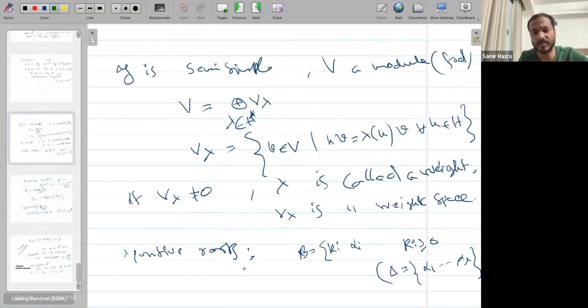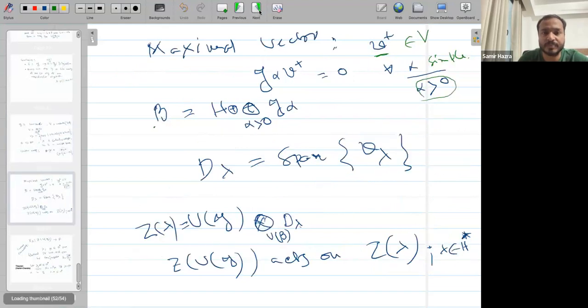So when is a root beta called positive? When beta can be written as the summation of k_i alpha_i, where all k_i's are positive. Okay, so then beta is called positive. So then if you consider this, this is actually the subalgebra B, which is the direct sum of H and the direct sum of G alphas, where alpha is a positive root.